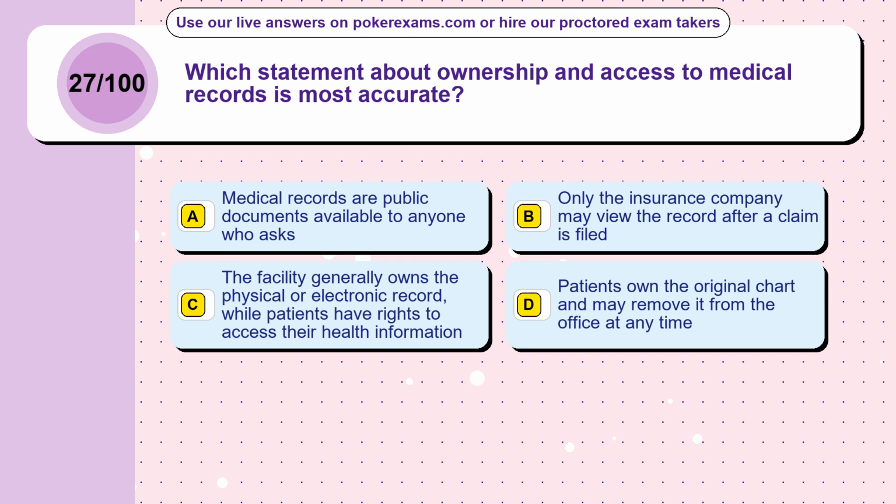Question 27. Which statement about ownership and access to medical records is most accurate? Option A. Medical records are public documents available to anyone who asks.